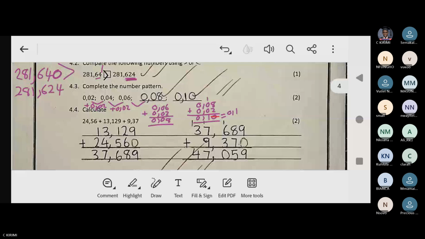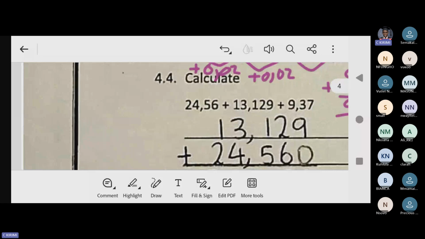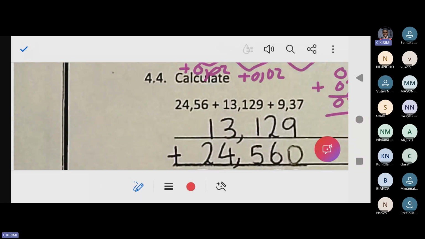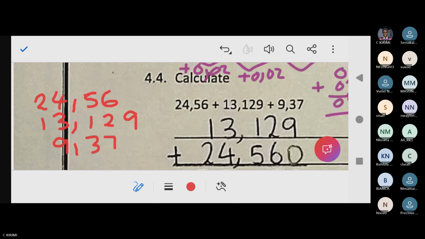Then for addition of decimals, suppose you are given those decimals which you are having there. First, you put them in the vertical column method according to their place values. For example, 24,56 plus 13,129 plus 9,37. What do I mean by place values?